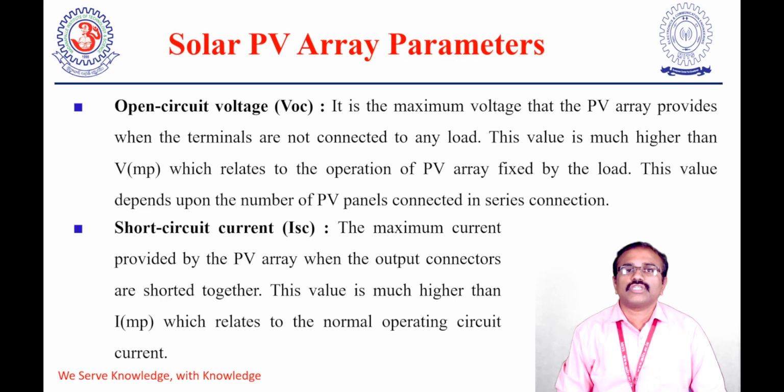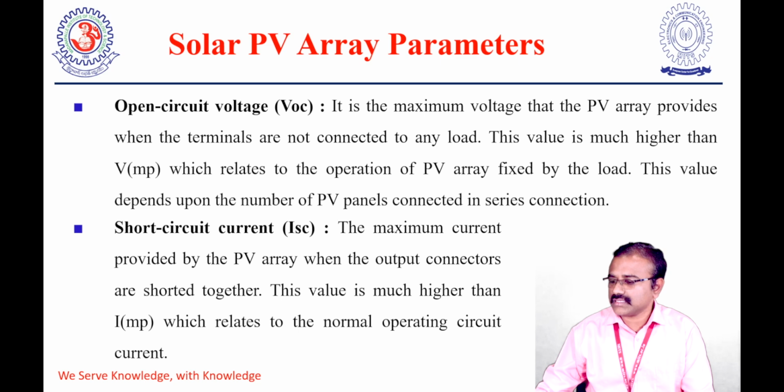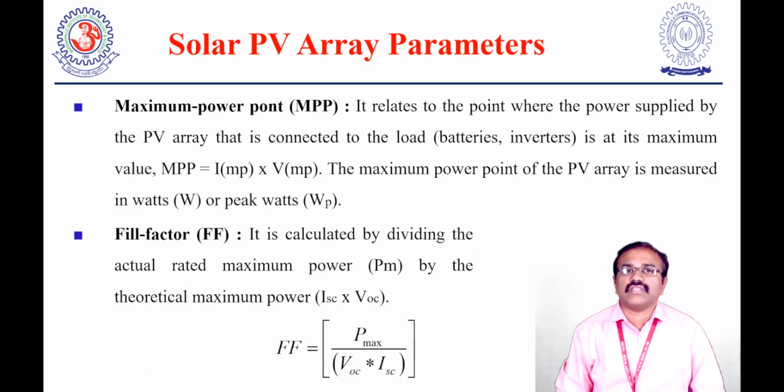And the second one, short circuit current. It is the maximum current provided by the PV array when the output connectors are shorted together. This value is much higher than the maximum current, which relates to the normal operating current. Another parameter is the maximum power point, which is very important for the solar PV array, that is the maximum power point curve. It relates to the point where the power supplied by the PV array to the load, where we connect batteries or inverters, has its maximum value.